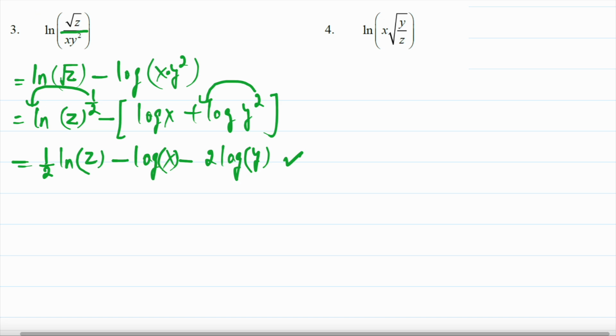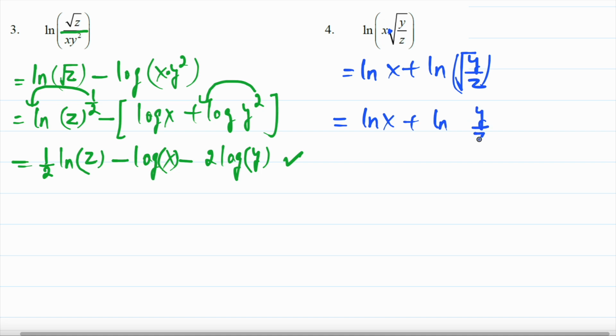Okay, so let's move to question number 4. Before you use the division property, x and y over z are in multiplication. So we can write it as natural log x plus natural log y over z square root, which is equal to natural log x plus natural log, can I write y over z square root as y over z power 1/2.